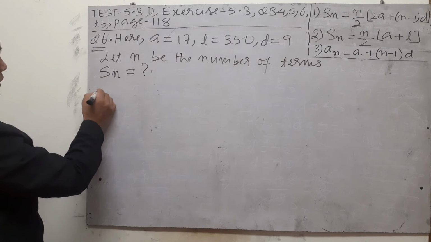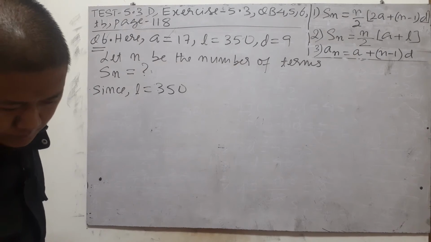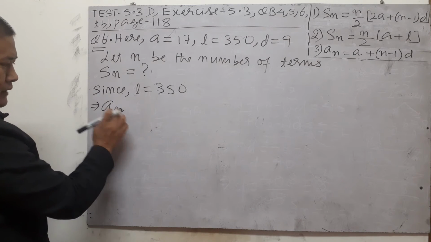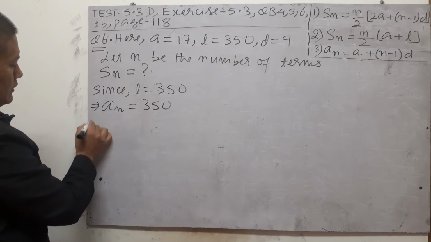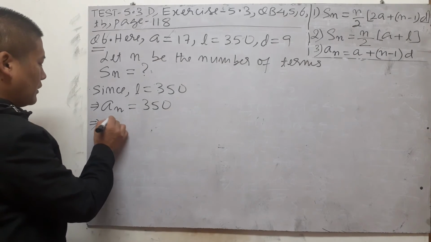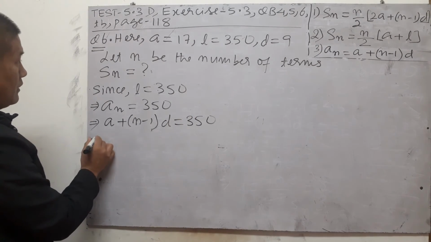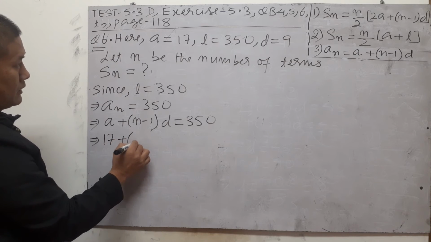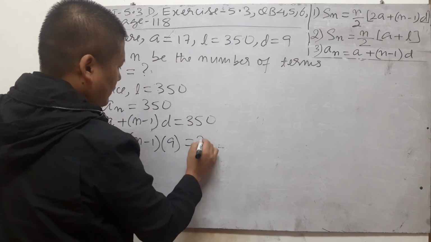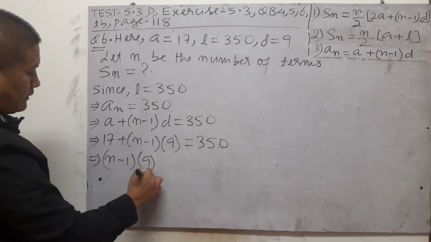Now we have the last term here, so let's take advantage of that. The last term value is 350. The last term is actually denoted by the nth term value, so an, the nth term, is equal to 350. That way we can use the formula a plus (n minus 1) into d. So replace an by a plus (n minus 1) d equal to 350. a is 17, so 17 plus (n minus 1) into 9 is equal to 350.